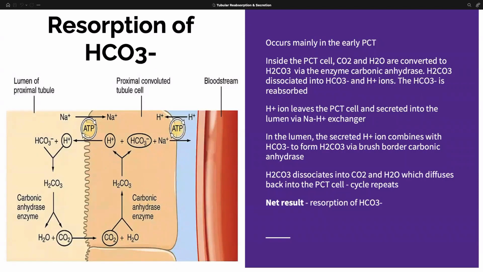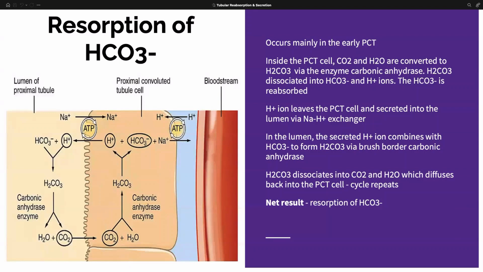cell. Inside the PCT cell, you have carbon dioxide and water molecules, which are combined together to form carbonic acid. And this is done with the help of the enzyme intracellular carbonic anhydrase. This is intracellular because we are talking about inside the PCT cell. Once the carbonic acid is formed, it's going to dissociate into hydrogen ions and bicarbonate ions. Now, this bicarbonate ion is going to eventually leave the PCT cell and enter the bloodstream. It's going to be reabsorbed.